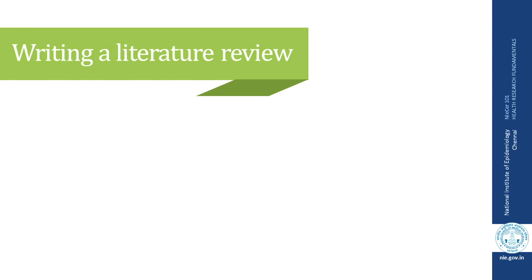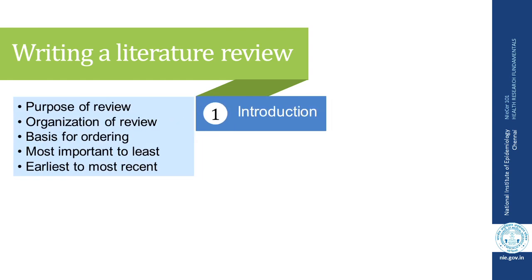In the write-up part of the literature review, there are 3 important parts. The first part is the introduction. When you are writing a literature review, the introduction gives the purpose of the review, why you are doing this, and how you have organized this review: how you made the queries, how you collected this information, how you organized it, and the basis of the ordering, most important to least, or earliest to recent or recent to earliest. It gives an introduction to how you did this literature review.